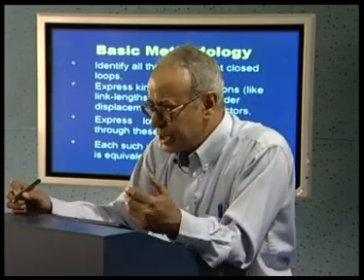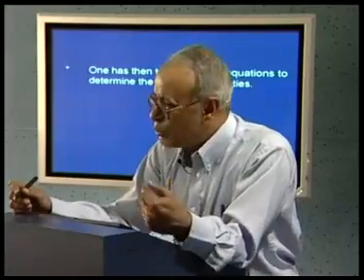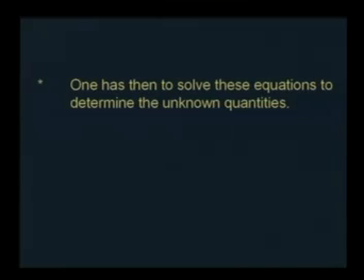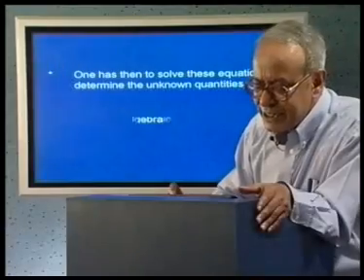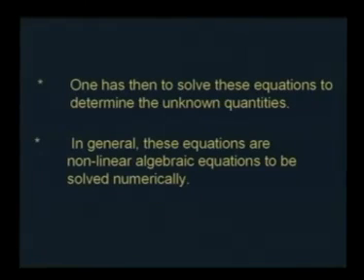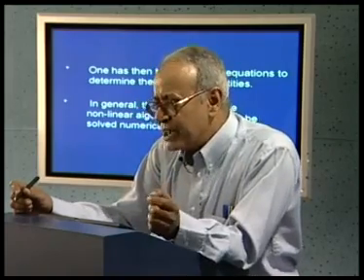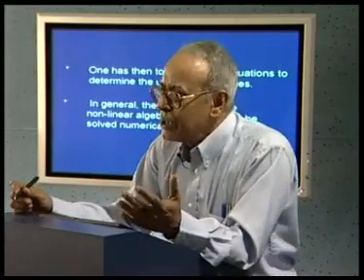Now, each such vector equation in 2D, that is in planar linkages, is equivalent to two scalar equations. That means if a vector equation is there, it is equivalent to two scalar equations, and two unknown quantities can be solved. Once all these vector equations are generated using all the independent closed loops, one has to solve them to determine the unknown quantities relevant to a particular problem. One has to remember that in general these equations are nonlinear algebraic equations and can be solved only numerically. However, in simpler cases, like a 4R mechanism, or a 4-link closed loop, we can show that these nonlinear algebraic equations reduce to quadratic equations and can be solved analytically.